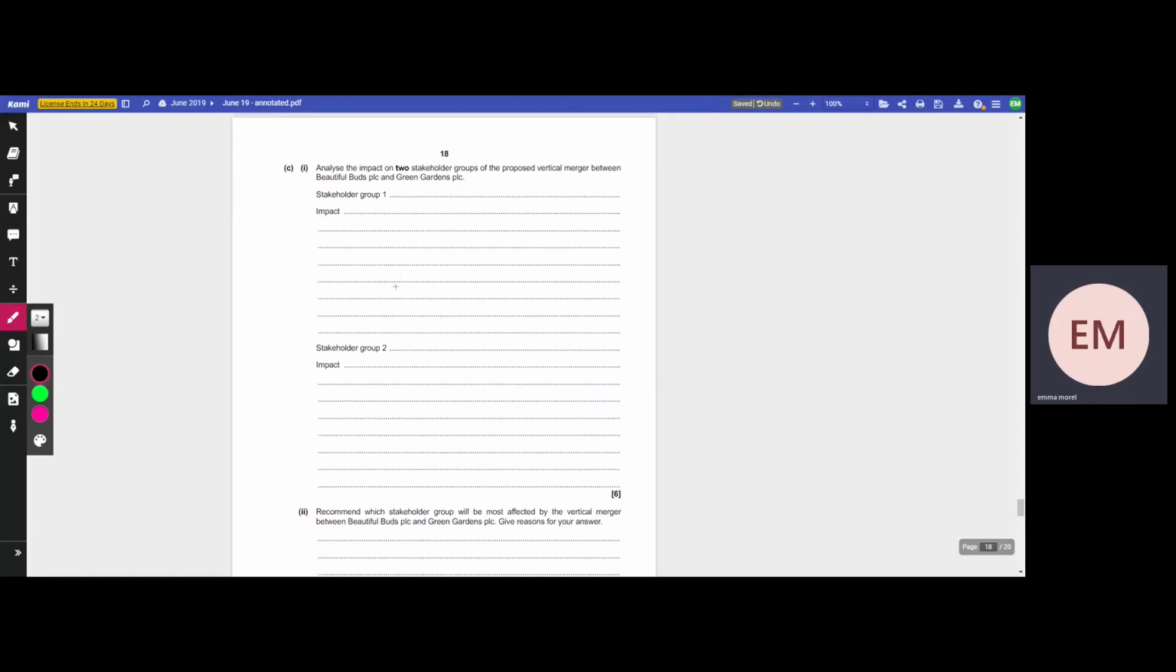Okay. 2 stakeholder groups. Again, stakeholders are on the paper. Quite possible a question like this could come up again, because you can make this relevant to almost any question. So analyze the impact on 2 stakeholder groups of the proposed vertical merger between Beautiful Buds and Green Garden.